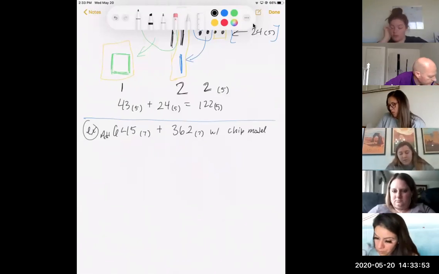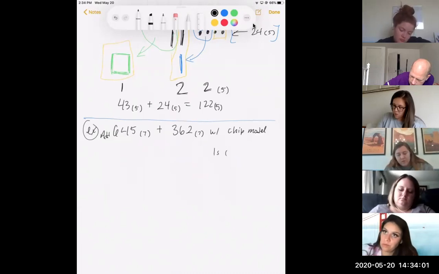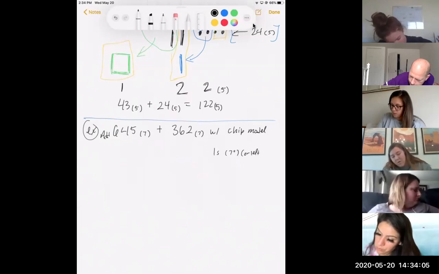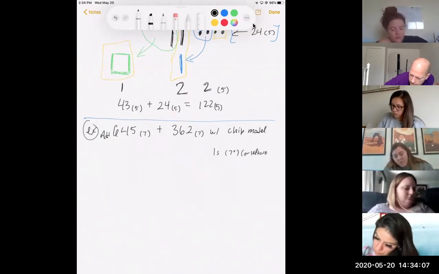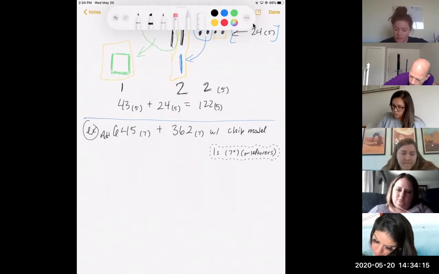Okay. Now with this chip model, I have hundreds or powers of 7 here. So let me start here with the ones place, 7 to the 0, or the leftovers. I'm going to move that around a little bit more so I can remember what my numbers are.